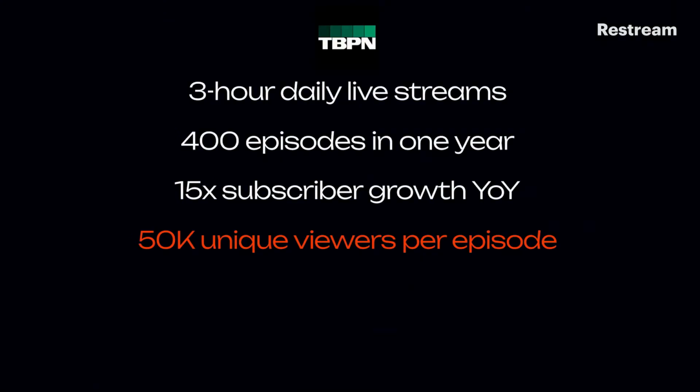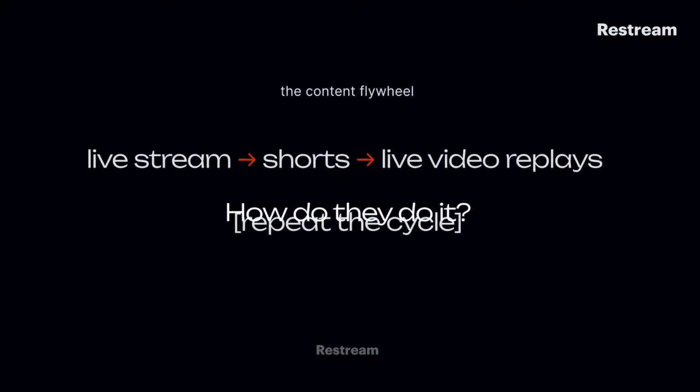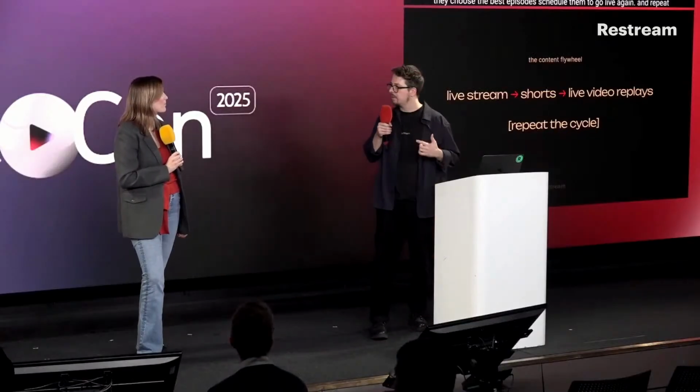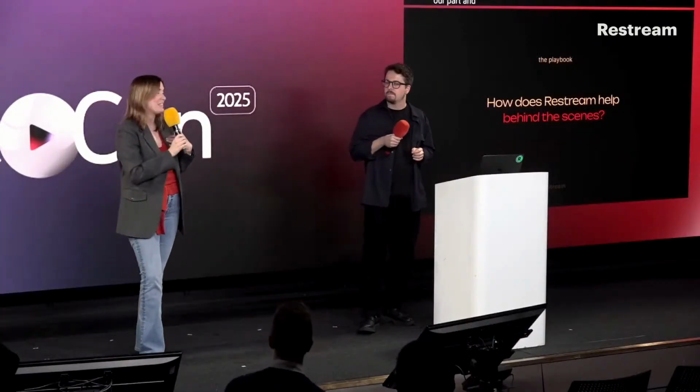They keep repurposing their content, and currently they are at 10 million views every week on their short clips. So the question is, how do they do it? It really comes down to this sort of flywheel. They start with a live stream, then they repurpose it into live clips, then they choose the best episodes, schedule them to go live again, and repeat. It's like a cycle. So how does Restream help? What is our part and our role in this process?